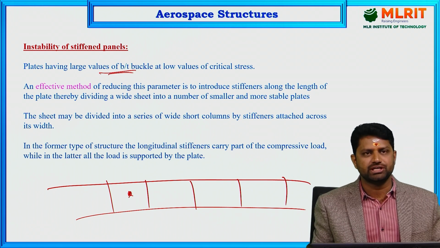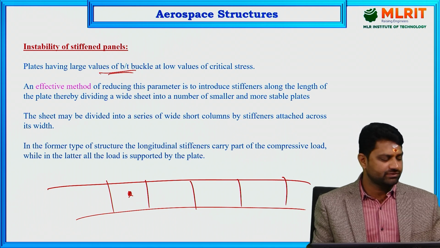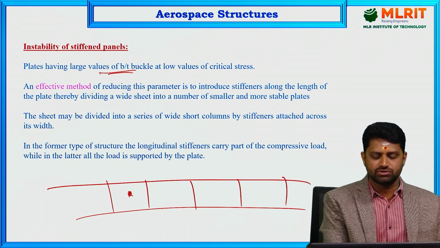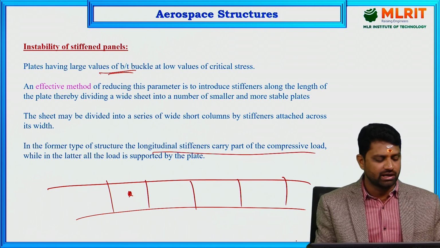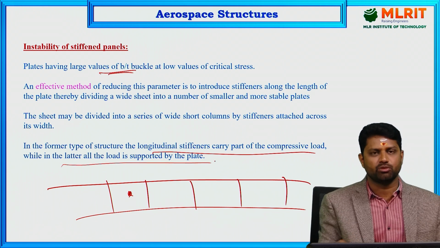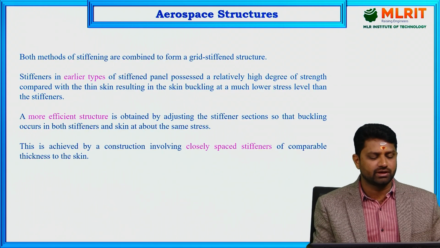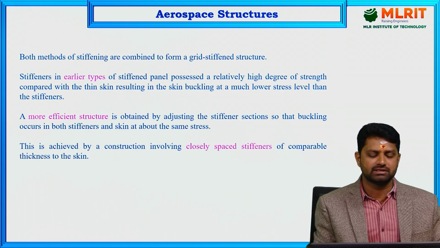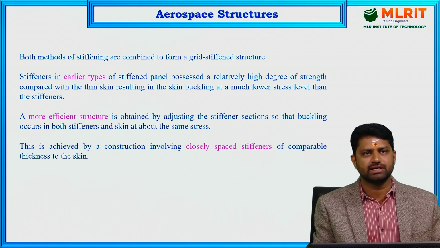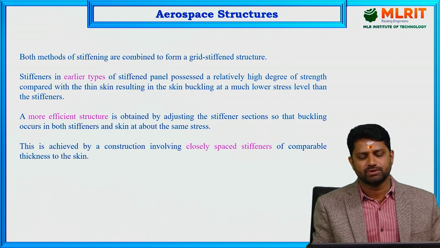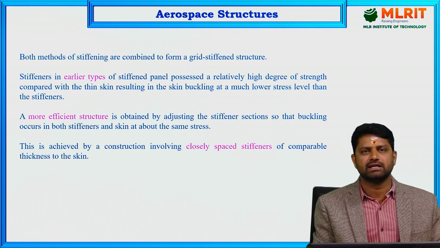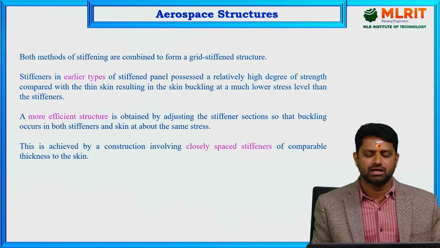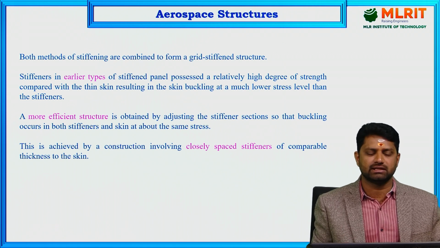The sheet may also be divided into a series of wide short columns by stiffeners attached across its width. In the former type of structure, the longitudinal stiffeners carry part of the compressive load, while in the latter type the load is supported by the plate. Both methods of stiffening can be combined to form a grid stiffened structure. Stiffeners in early types of stiffened panel possess a relatively high strength compared with the thin skin, resulting in the skin buckling at a lower stress level than the stiffeners.